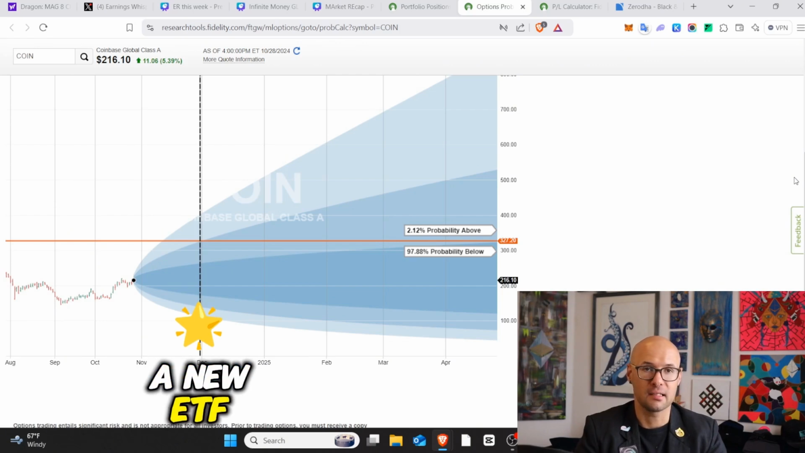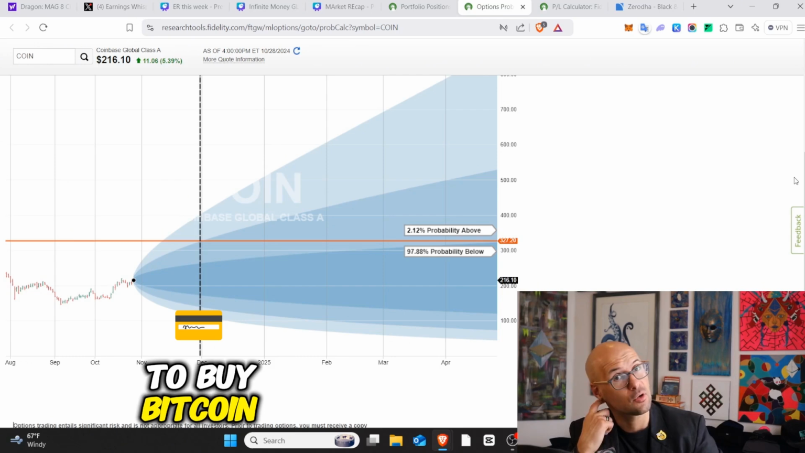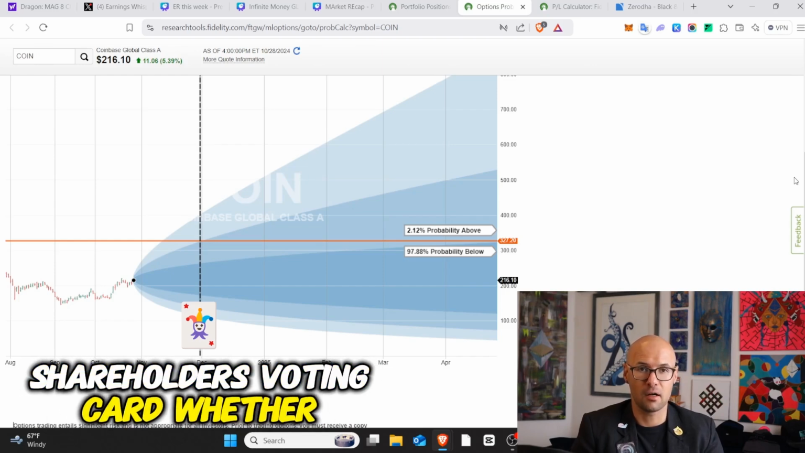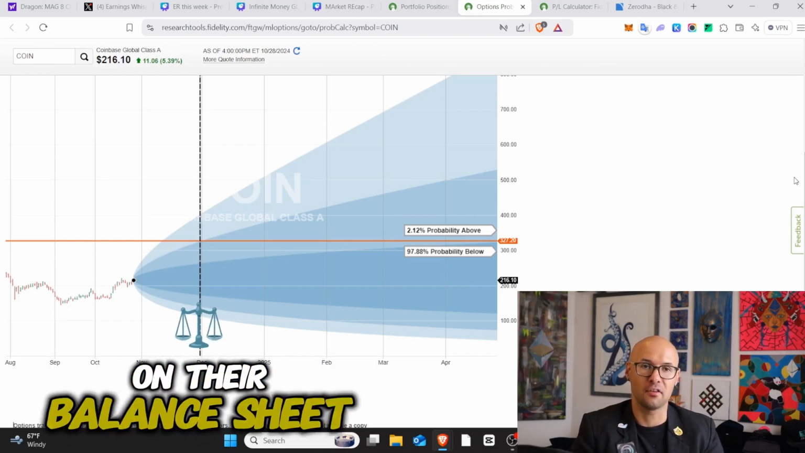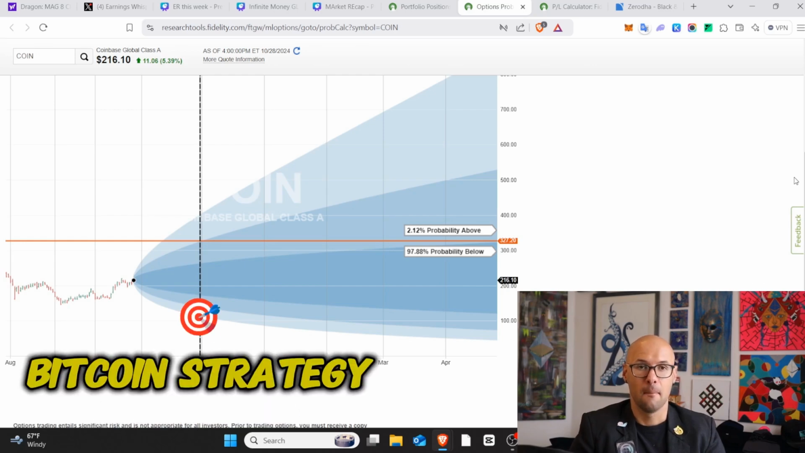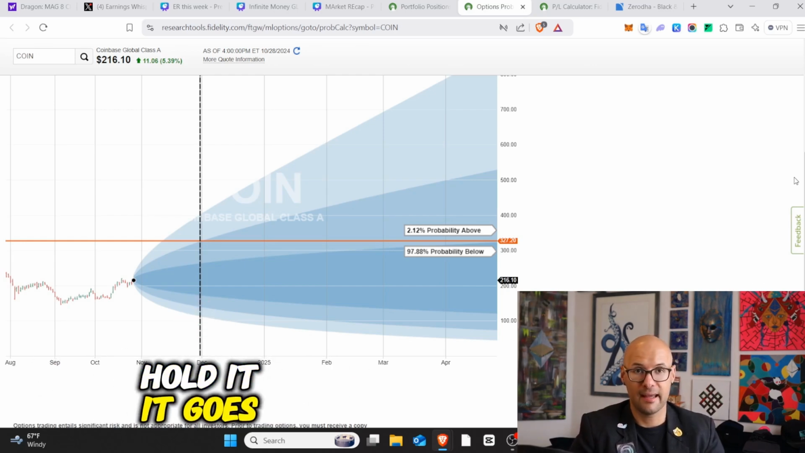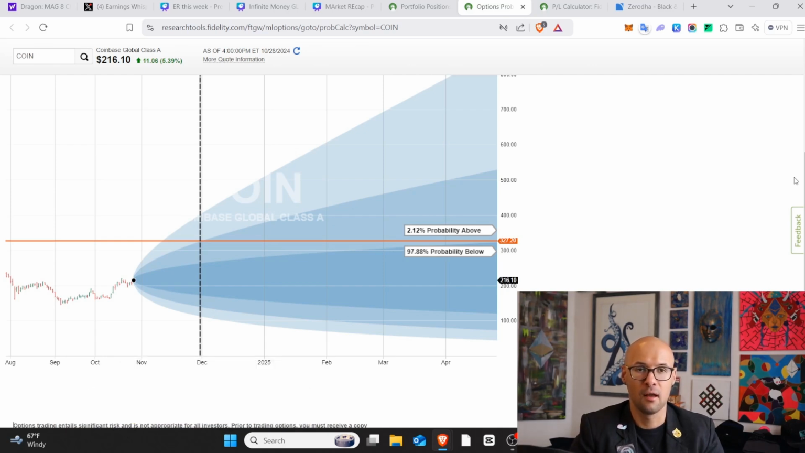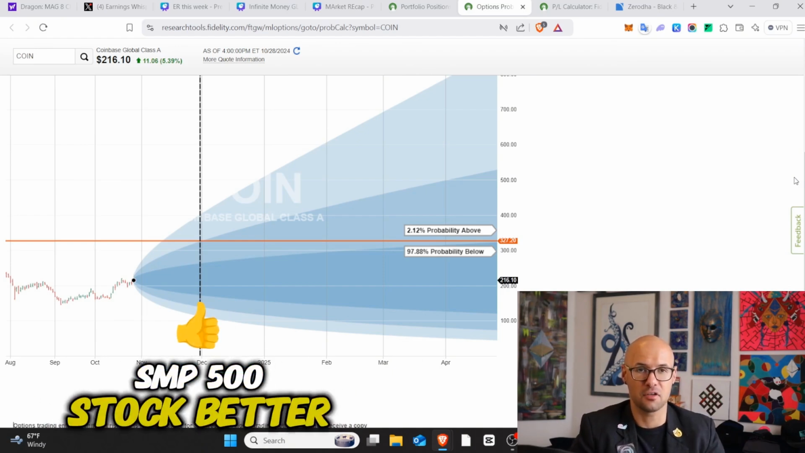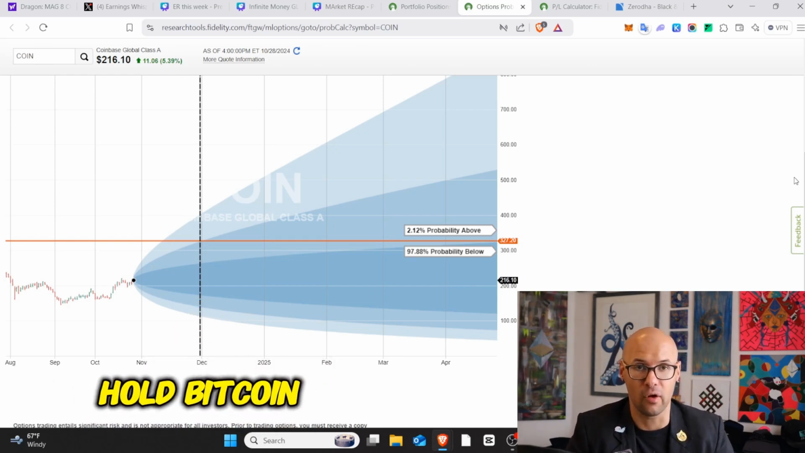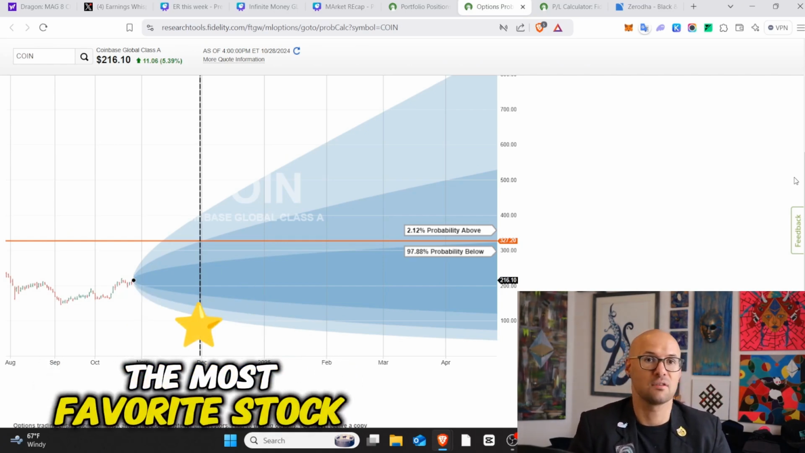Maybe there will be a new ETF. Maybe somebody will decide to buy Bitcoin. Microsoft, for example, has it on their shareholders' voting card whether or not they should have Bitcoin on their balance sheet. If Microsoft adopts MicroStrategy's Bitcoin strategy, buy Bitcoin, hold it, it goes up as the best performing asset that has 50% compound return. And MicroStrategy, fun fact, is the best performing S&P 500 stock, better than Nvidia.